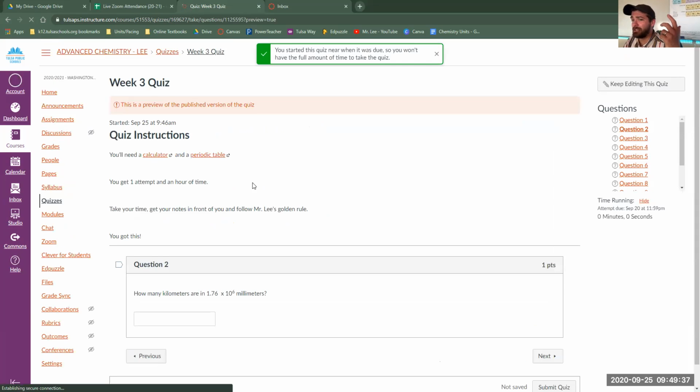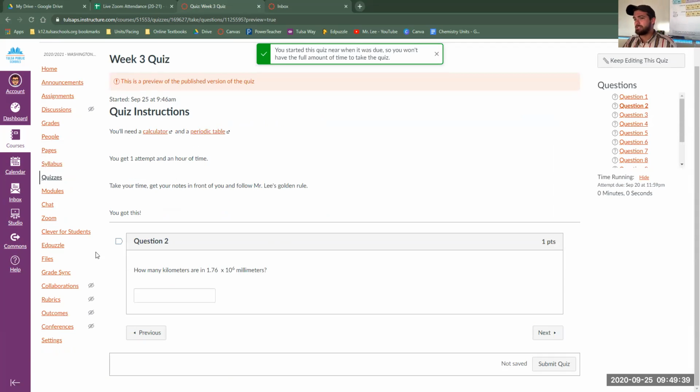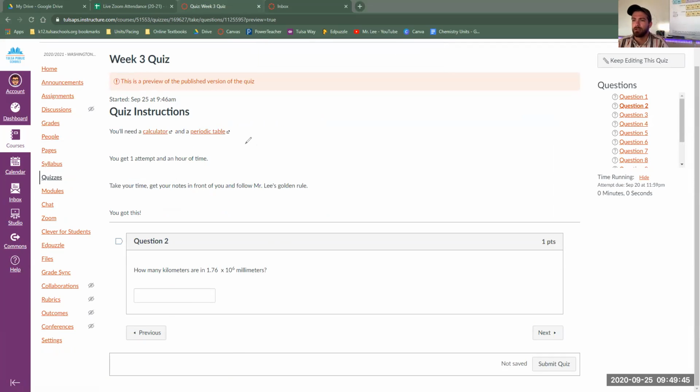The next question here, how many kilometers are in 1.76 times 10 to the 6th millimeters? This one tripped up more people than I thought it would. So let me explain. I'll work this one out. But remember Mr. Lee's golden rule, always start with what you know. So I know I have 1.76 times 10 to the 6th. Put that over 1, right? So I have this in millimeters, and I want to convert this to what? I want my answer in kilometers.